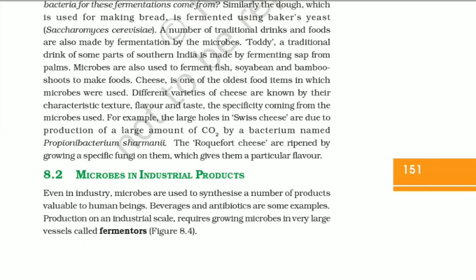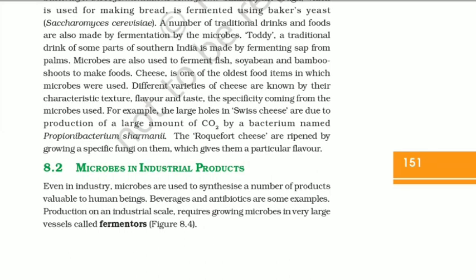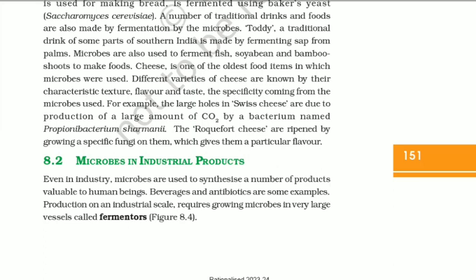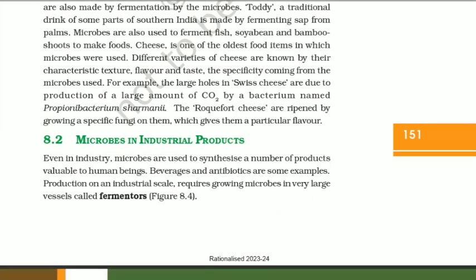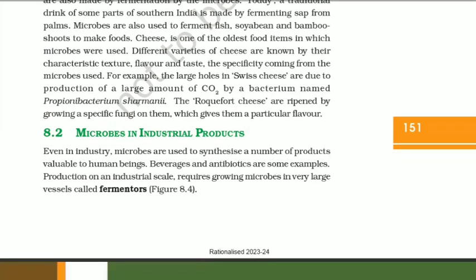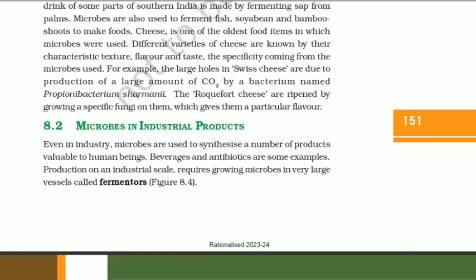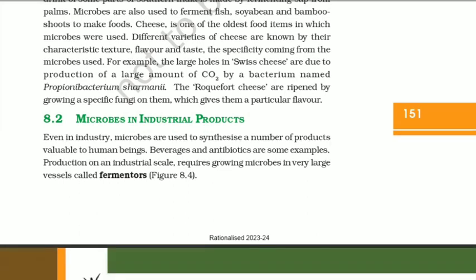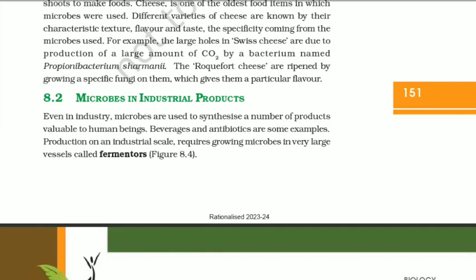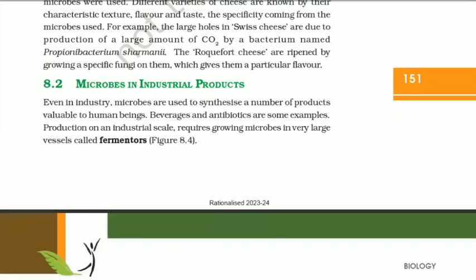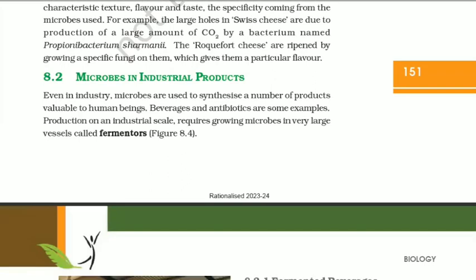A number of traditional drinks and foods are also made by fermentation by microbes. Toddy, a traditional drink of some parts of southern India, is made by fermenting sap from palms. Microbes are also used to ferment fish, soya bean, and bamboo shoots to make food. Cheese is one of the oldest food items in which microbes are used. Different varieties of cheese are known by their characteristic texture, flavor, and taste, the specificity coming from the microbes used.